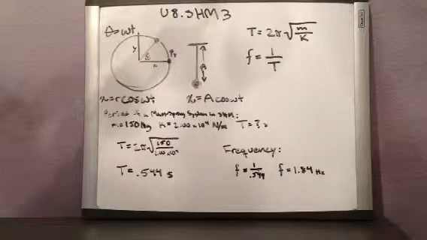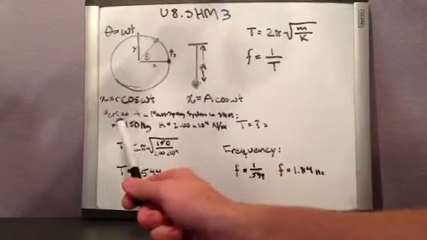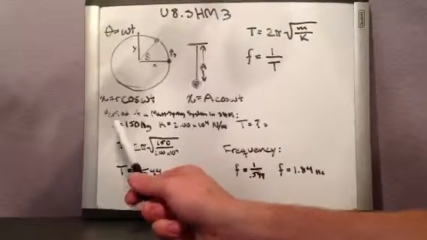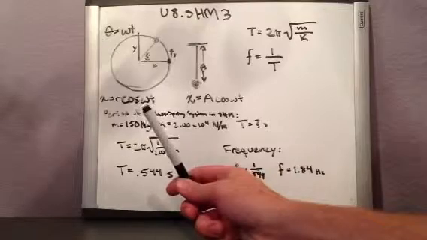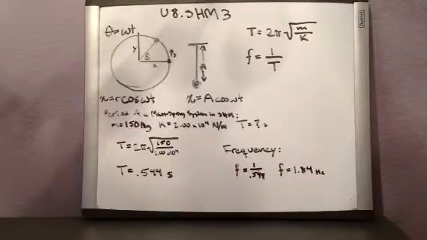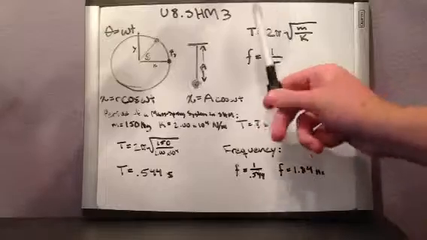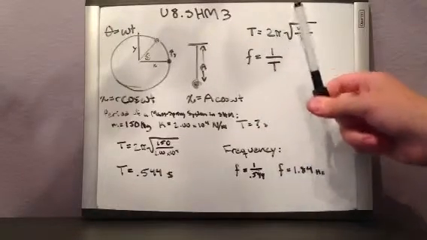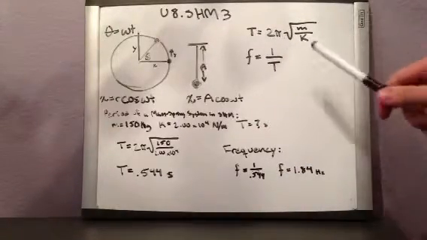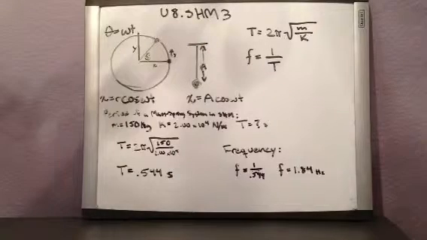So to calculate the period of a mass spring system in simple harmonic motion, you need to have the mass and the spring force constant. If you have those two things, it can be found by the equation period equals 2 pi times the square root of mass over spring force constant, or spring constant.